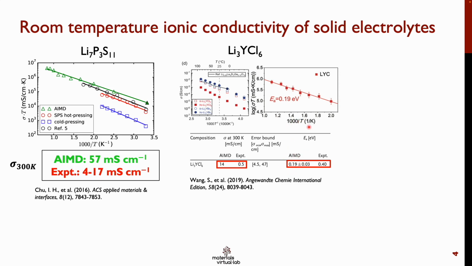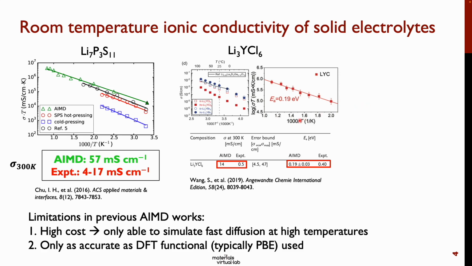If we have a detailed look at those AIMD results and the experimental results, we can see the experimental results are usually measured at a room temperature range below 400 Kelvin, down to around 300 Kelvin. While for our simulation results by AIMD, it's conducted at about 500 Kelvin. And a constant activation energy is assumed and extrapolated down to room temperature to get the ionic conductivity.